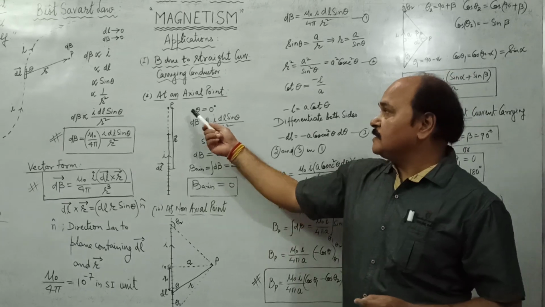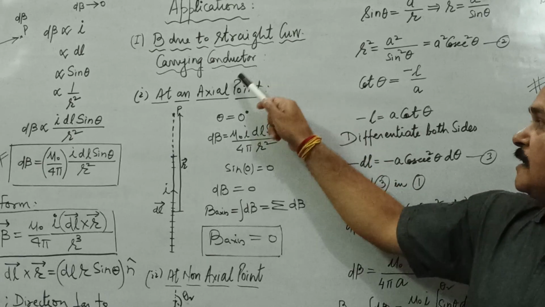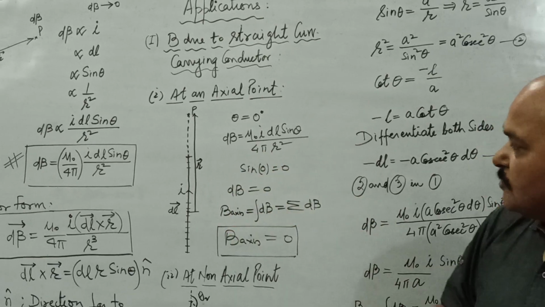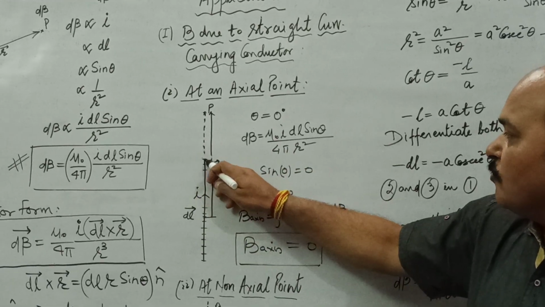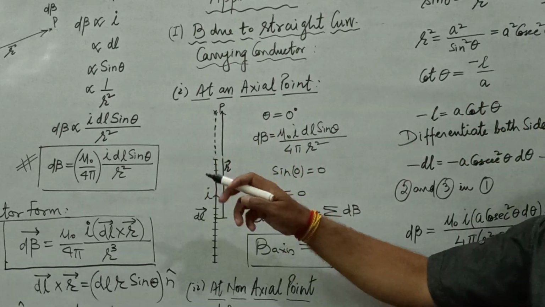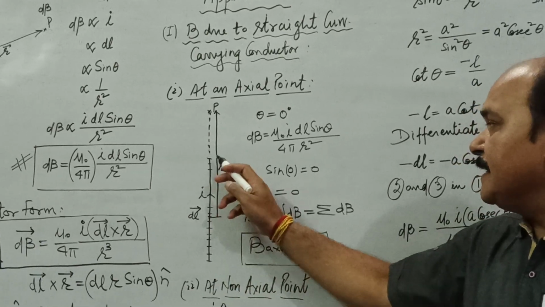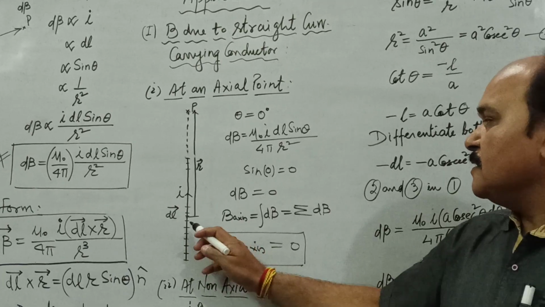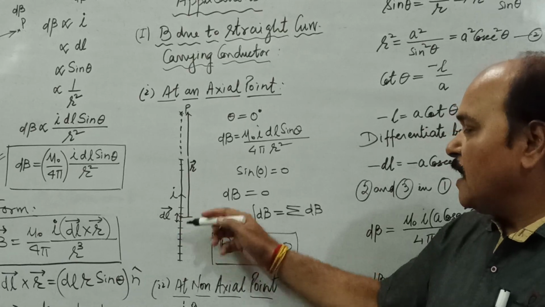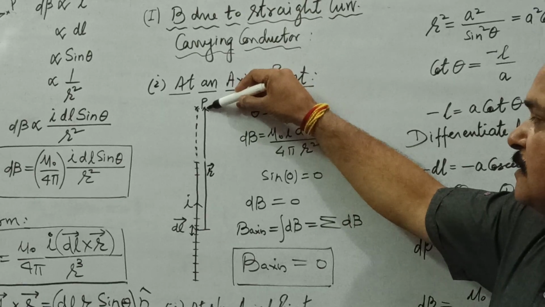So the very first application is we are going to find out the magnetic field due to a straight current carrying conductor at an axial point. That is, this is the straight conductor and we wish to find out the magnetic field at any point lying over its axis. This is the axis of the wire, and at this point we want to find out the magnetic field. So we divide this whole wire into an infinite number of elements of length dl each. So this is, say, one arbitrary current carrying element of length dl, and if we join this element with the point of interest, we get r like this.